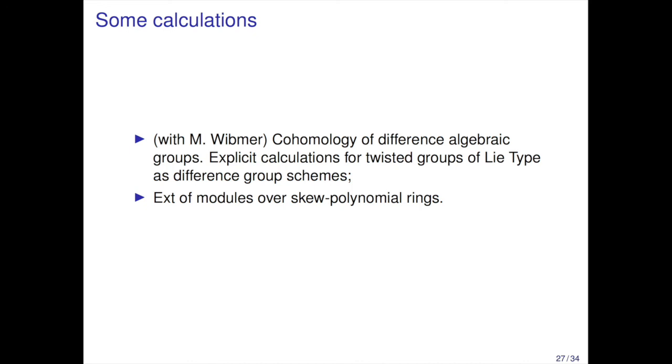Okay, so some calculations with Michael. We were thinking for a while about how to define cohomology of difference algebraic groups, and whether you can apply this theory to treat the families of twisted groups of Lie type as difference group schemes. And then if time permitting, the computation of Ext of modules over skew polynomial rings. For me it feels like an interesting result, very close to old classical results, but somehow very explicit.